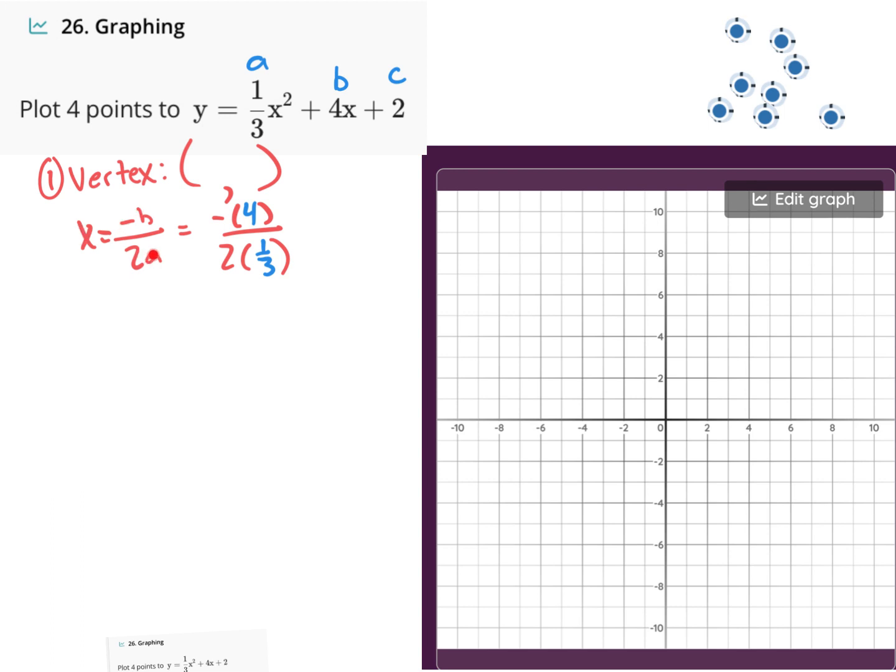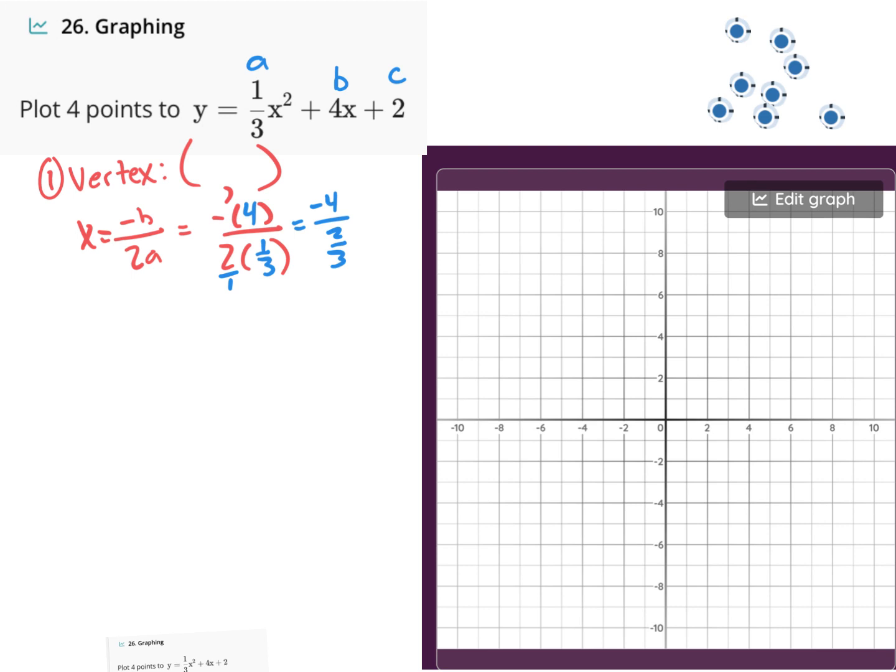The c value is 2, but there is no c in the formula, so that's it, right? X equals negative b over 2 times a. X equals negative 4 over 2 times the a value, which is 1/3. Now, when you work this out, you're going to end up with negative 4 divided by 2 over 1 times 1 over 3. That's 2/3, right? You could do that on a calculator too. Just go 2 parentheses 1/3, hit equal, and it'll give you the fraction 2/3.